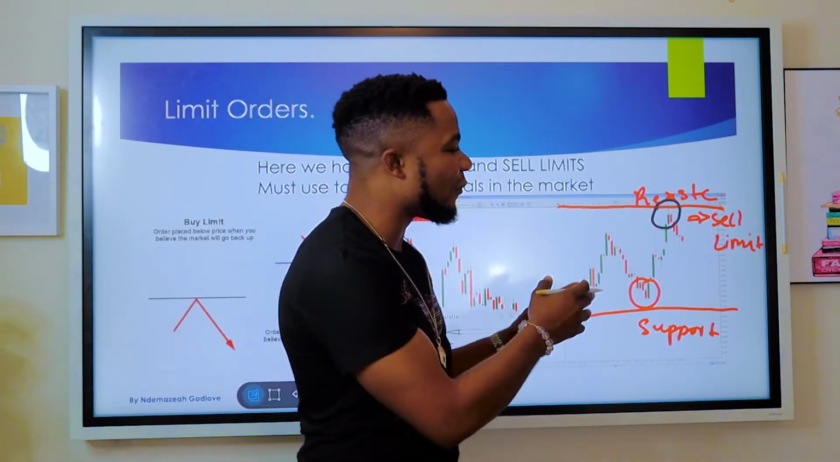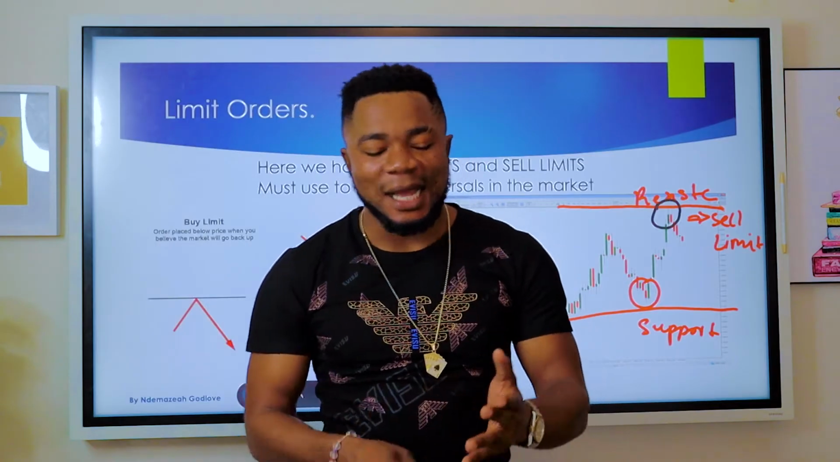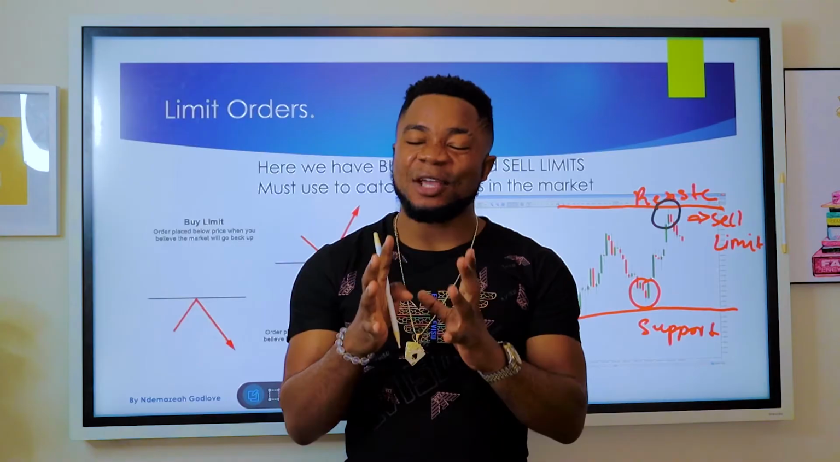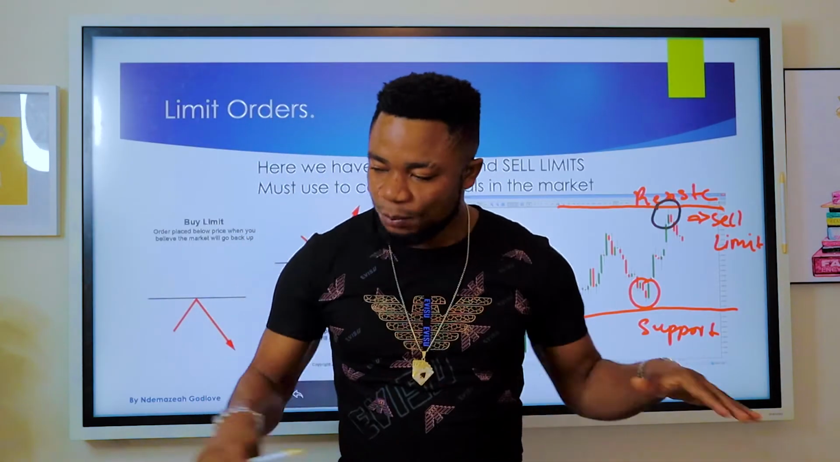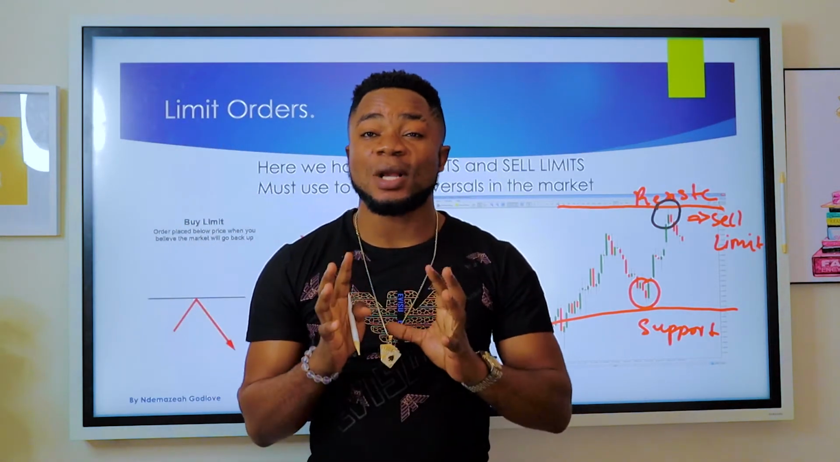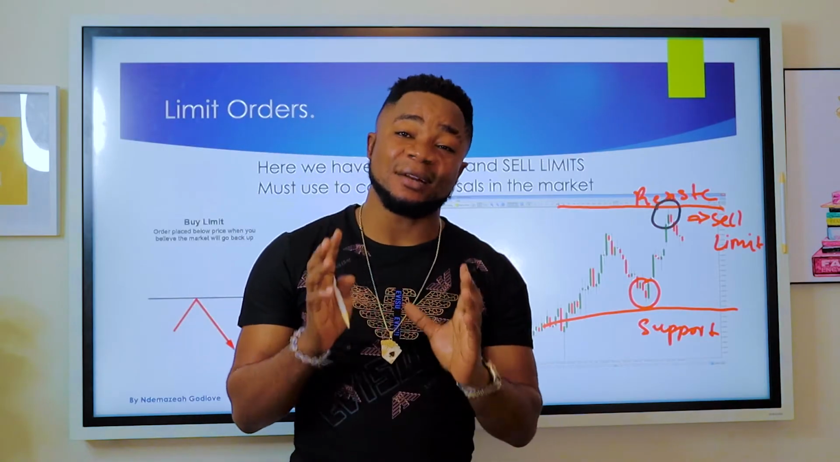So that is the use of a sell limit. When it comes to limit orders, either buy limit or sell limit are used to catch reversals in the market. Just put that at the back of your mind. Buy limit or sell limit are used to catch reversals in the market. So they are used to trade market reversals.